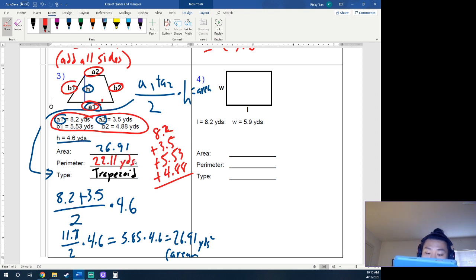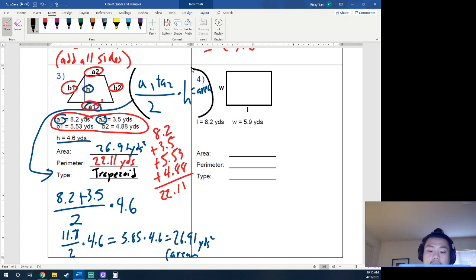yards. And I forgot to put yards up here. Yards squared. Okay, 22.11. All right, and that's how you find the area of a trapezoid and perimeter of a trapezoid. I'm gonna put this right in parentheses.